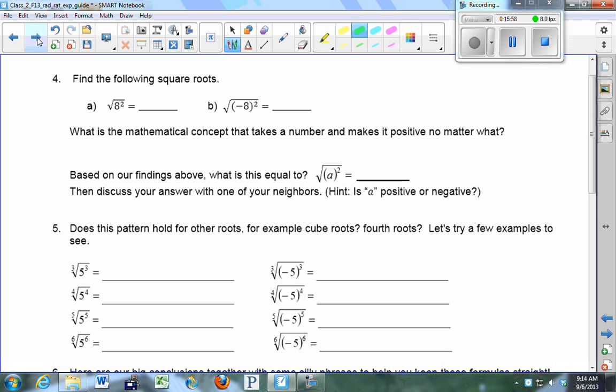All right. So find the following square roots. So do you see what the square root of that number is there? Can you see the number that's being squared? Can you imagine a square with a side, a length of a side? Can anybody see it for A? What would be the length of the side for this square?